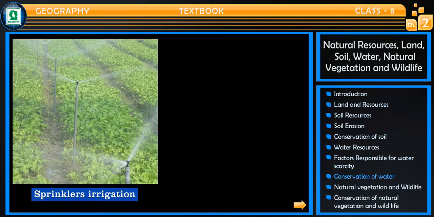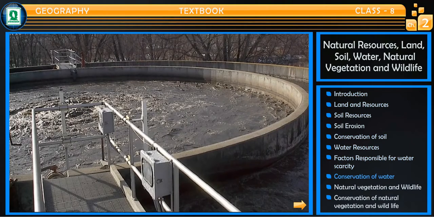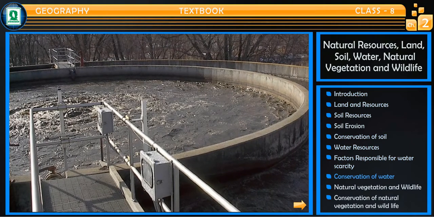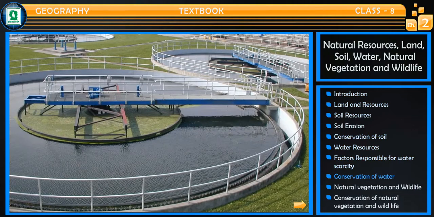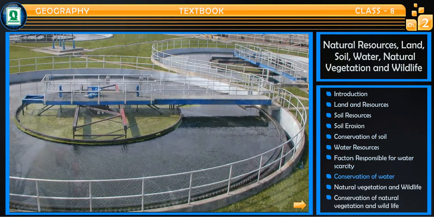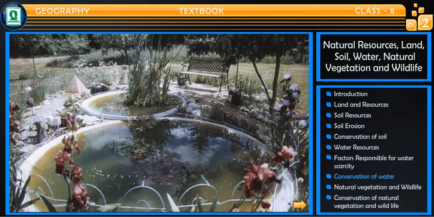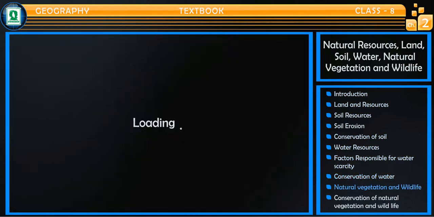Irrigation through sprinklers and drip irrigation can be useful irrigation techniques to save water. In industries, recycled water may be used for cooling purposes. Effluents should be treated before disposing them. In domestic use, wastewater of kitchen may be used for gardens.